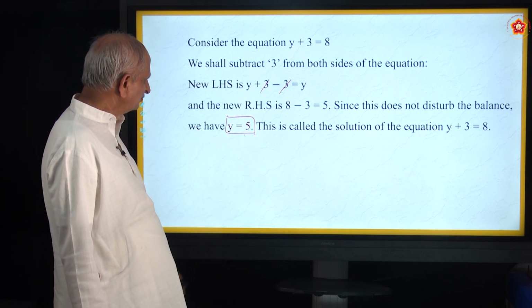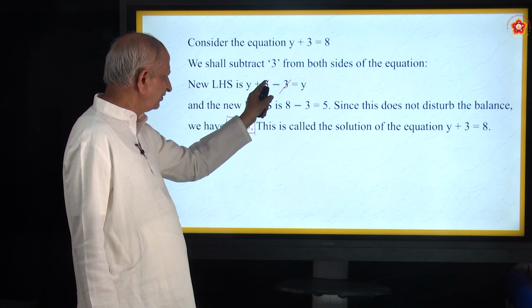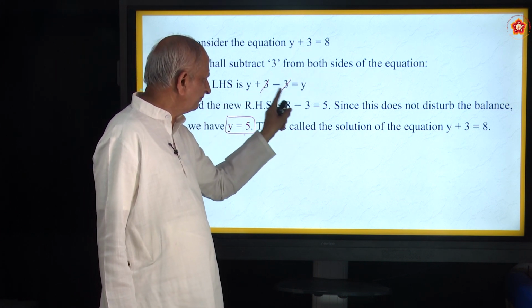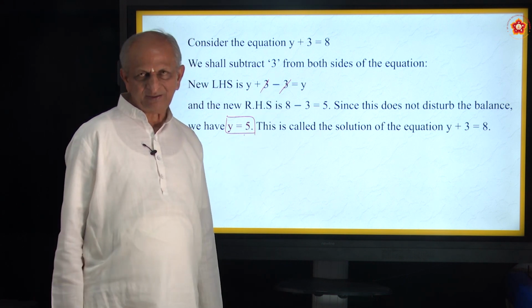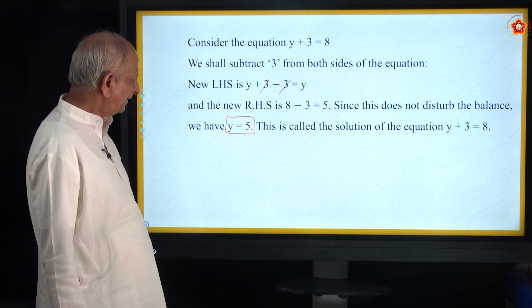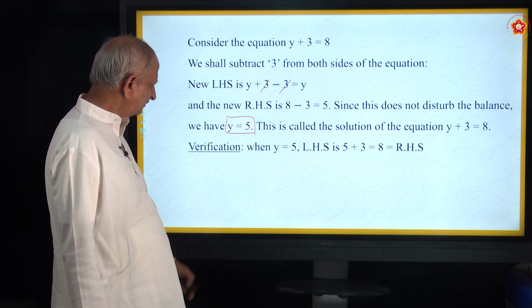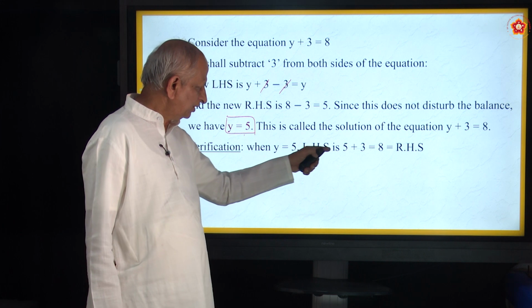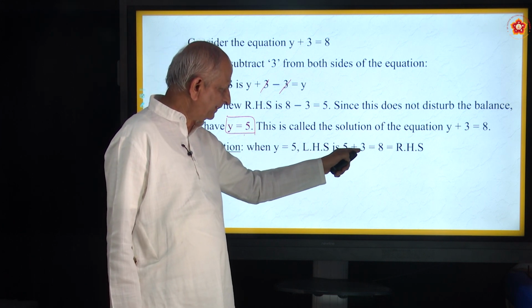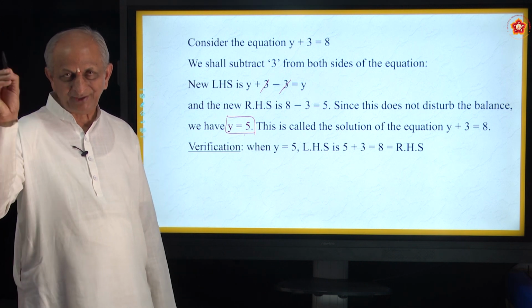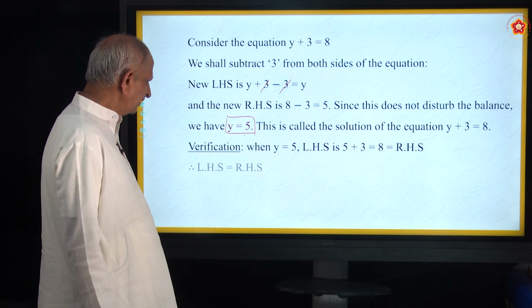So, what must you do now? Plus 3 is given, which means you have to subtract 3 on both sides. So, 8 minus 3 becomes 5, plus 3 minus 3 cancels, and you get y is equal to 5 as the answer. So, how to verify it? When y is equal to 5, the left hand side becomes 5 plus 3 is equal to 8, which is the right hand side. That also you must do; checking it is called verification.